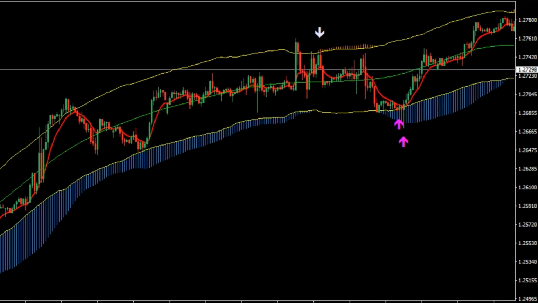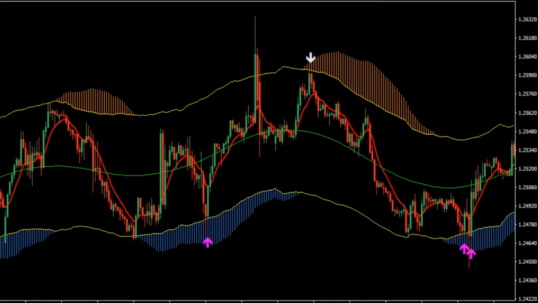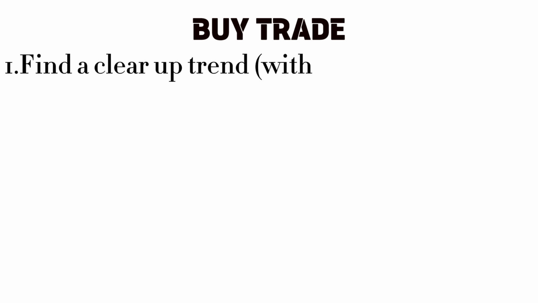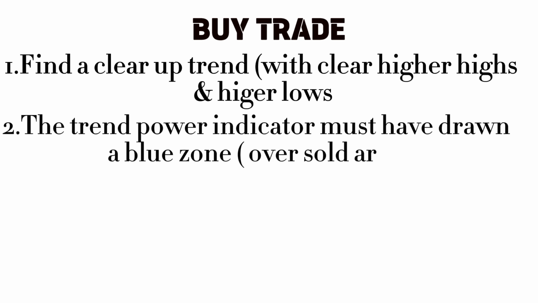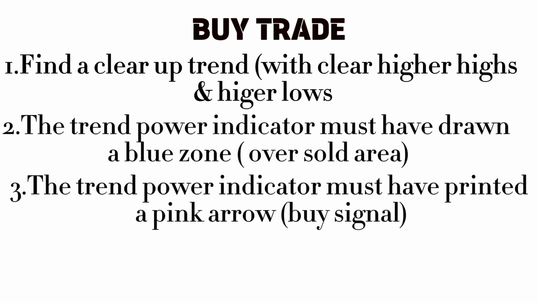So guys, the key question is, how do we scalp using this indicator? Very easy. For us to take a buy trade, 5 conditions have to be met. The first condition is to find a clear uptrend with clear higher highs and higher lows. The second condition is the Trend Power indicator must have drawn a blue zone which indicates an oversold area. The third condition is the Trend Power indicator must have printed a pink arrow which indicates a buy signal.